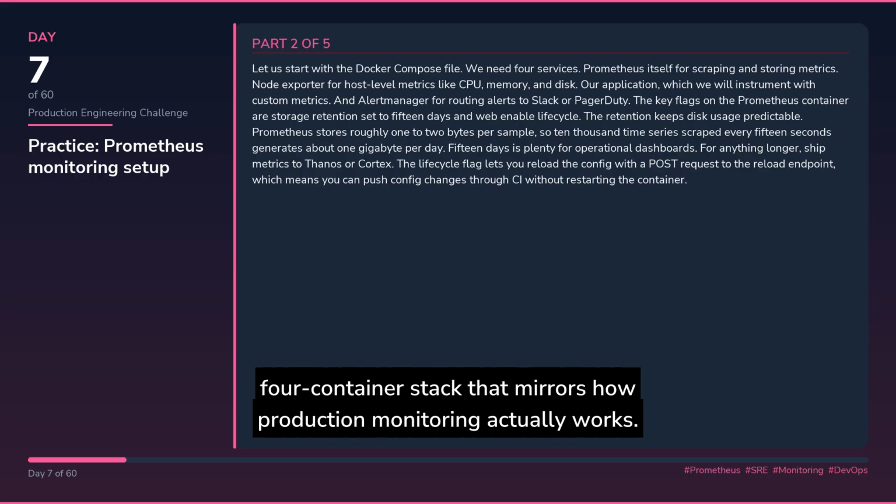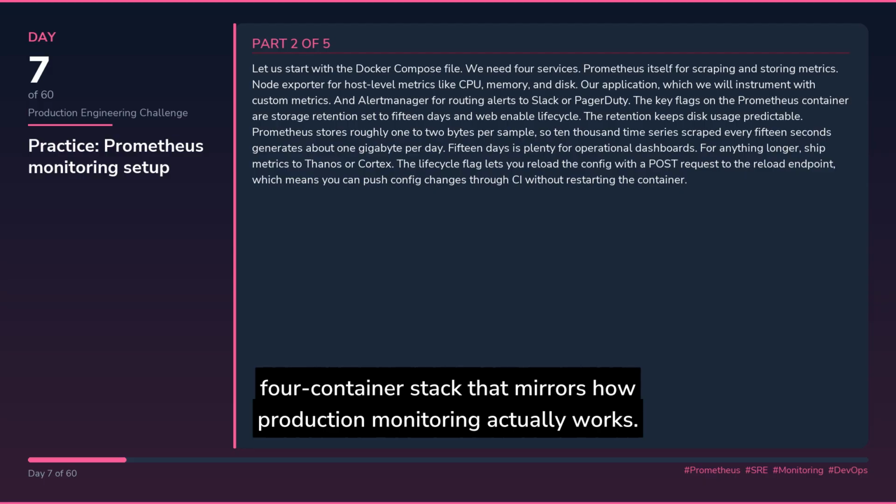The key flags on the Prometheus container are storage retention set to 15 days and web enable lifecycle. The retention keeps disk usage predictable. Prometheus stores roughly 1 to 2 bytes per sample, so 10,000 time series scraped every 15 seconds generates about 1 gigabyte per day. 15 days is plenty for operational dashboards. For anything longer, ship metrics to Thanos or Cortex.